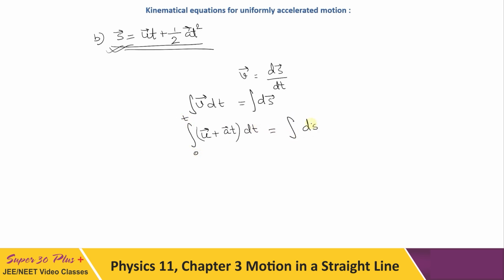On left hand side, it will be for displacement or for position. If you take reference at the initial point, then initial will be 0 and final will be s. So if you now substitute the values after integrating, you will get ut plus half at square, that is equal to s. This is a vector relation as well. The last one is the third one, that is v square is equal to u square plus 2as.